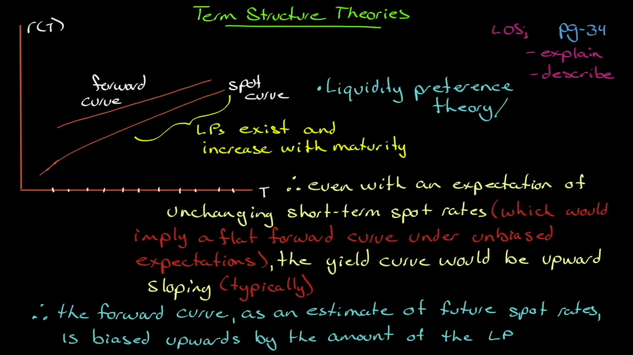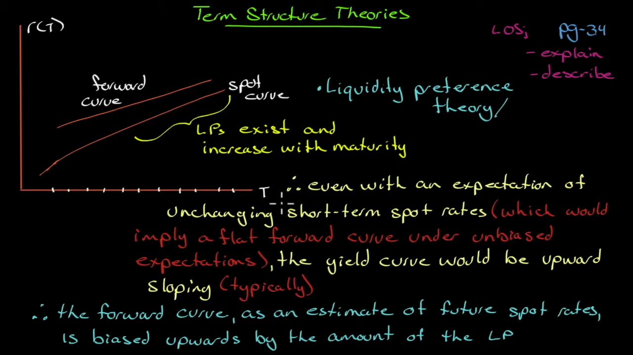Okay, our second one, liquidity preference theory. This is kind of like the expectations theory in a way, and it's kind of like local expectations, which I just described. What this is saying is that at the long end of the curve, some liquidity premiums exist, and that they increase with maturity.